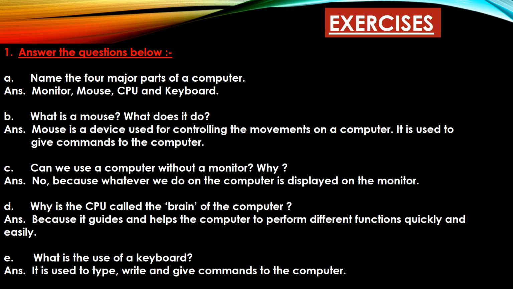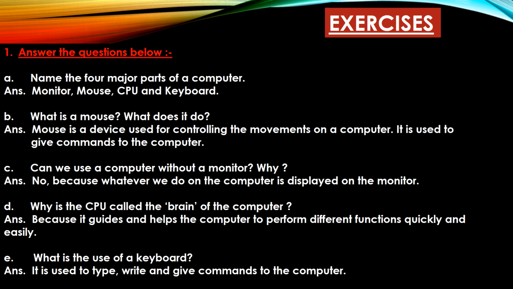B. What is a mouse? What does it do? The answer is mouse is a device used for controlling the movements on a computer. It is used to give commands to the computer. C. Can we use a computer without a monitor? Why? The answer is no, because whatever we do on the computer is displayed on the monitor.